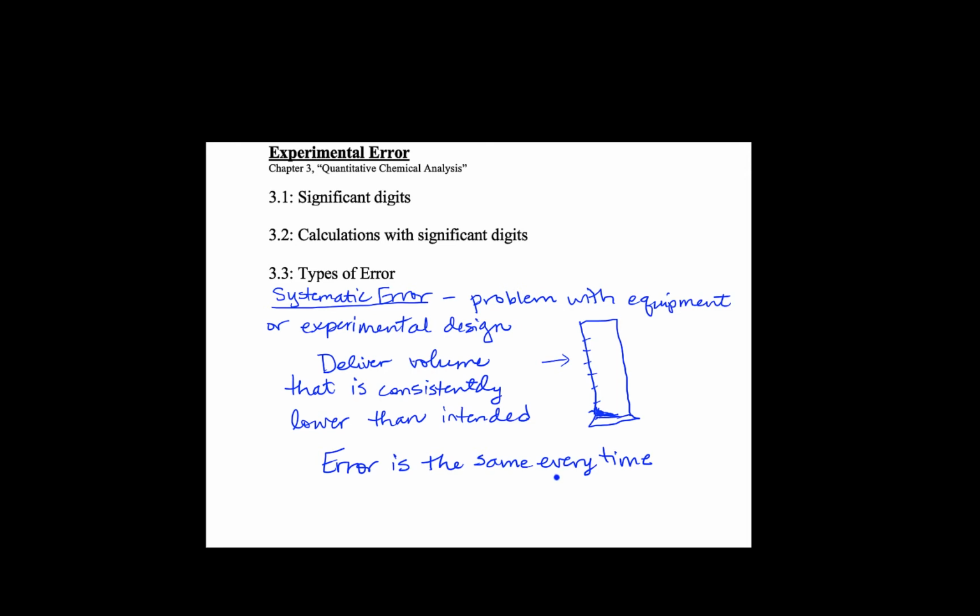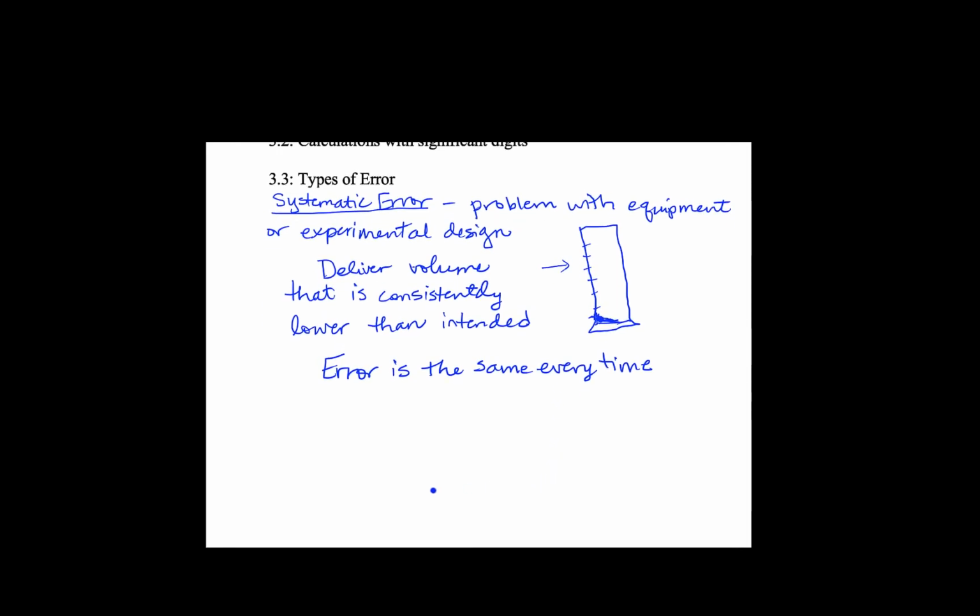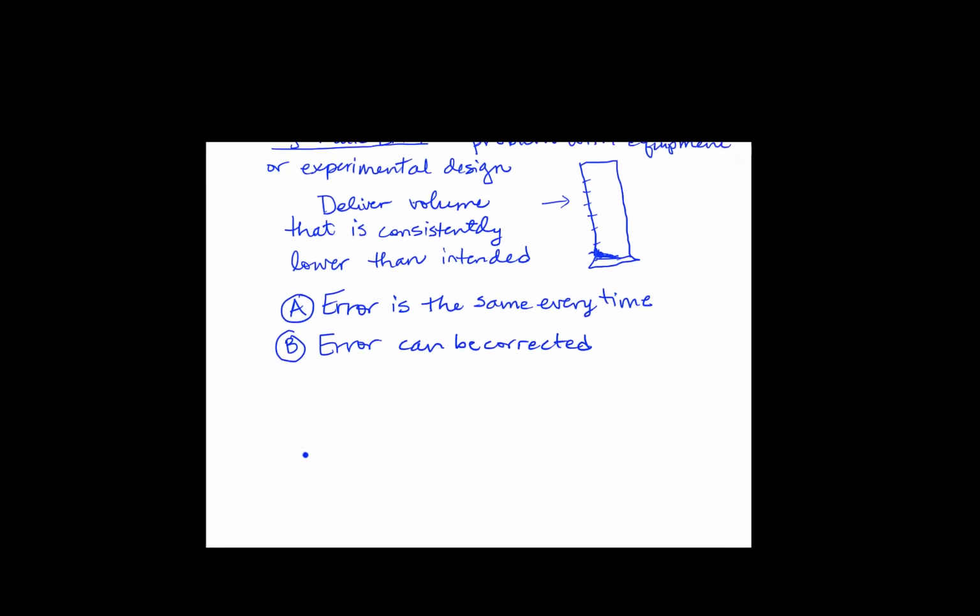This is one of the things that we want to pay attention to about systematic error, one of our important parts: the error is the same every time, and the error can be corrected. With this dirty graduated cylinder, the only thing I would need to do is clean out that gunk, and then my volume would be back to what it was supposed to be. I would just be delivering whatever the desired value was. It wouldn't be short.